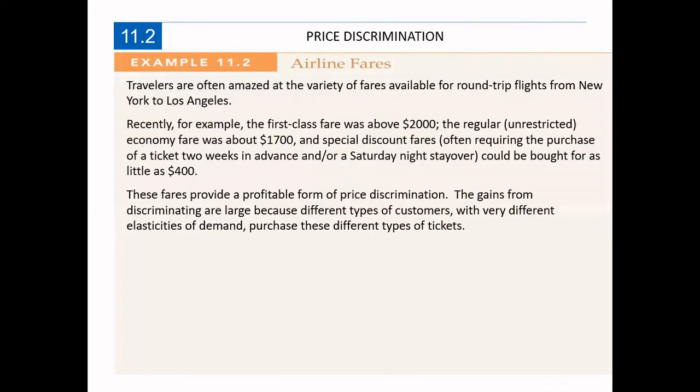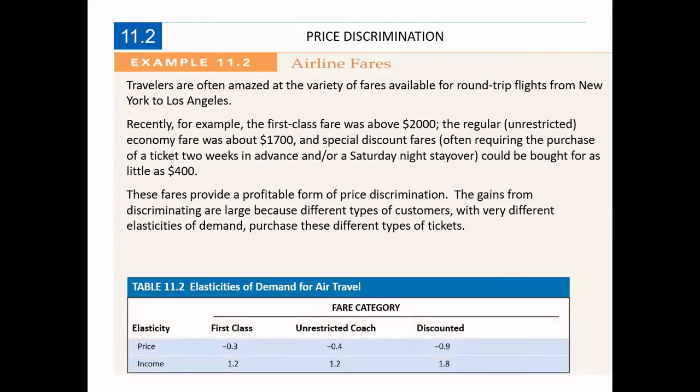Airline fares are another example. We discussed coupons and other products such as shampoo and cream, which have substitutes. Let's go to airline fares. If you are going to book from New York to Los Angeles, recently the first class fare was about $2,000, the regular economy fare was $1,700, but if I book it at a discount, it could be as low as $400. So these fares represent price discrimination. I have first class with different prices than economy class, and then business class. So this is different price discrimination.